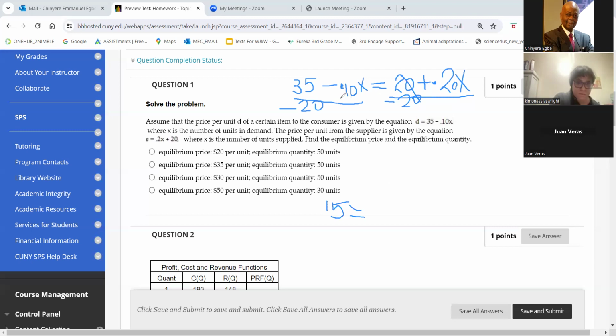And then we have to add 10x here to make this a 0.10x. Okay, remember this is a point, 0.10x. And we also add 0.10x here. All right, so then 15 is equal to 0.30x.